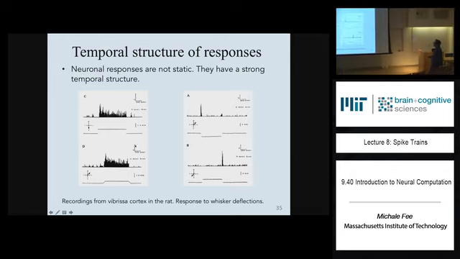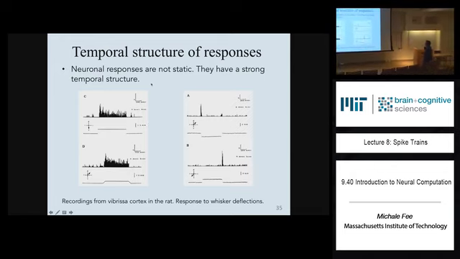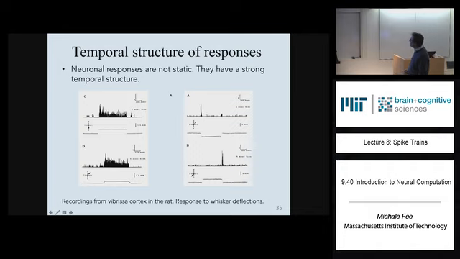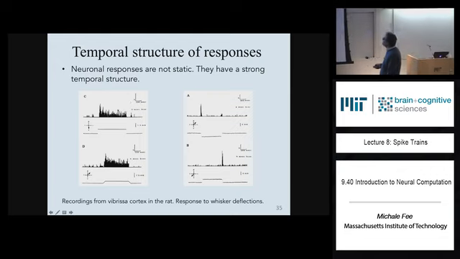The answer is that it really depends on the experiment. So neural spike trains have widely different temporal structures. So first of all, neuronal responses aren't constant.